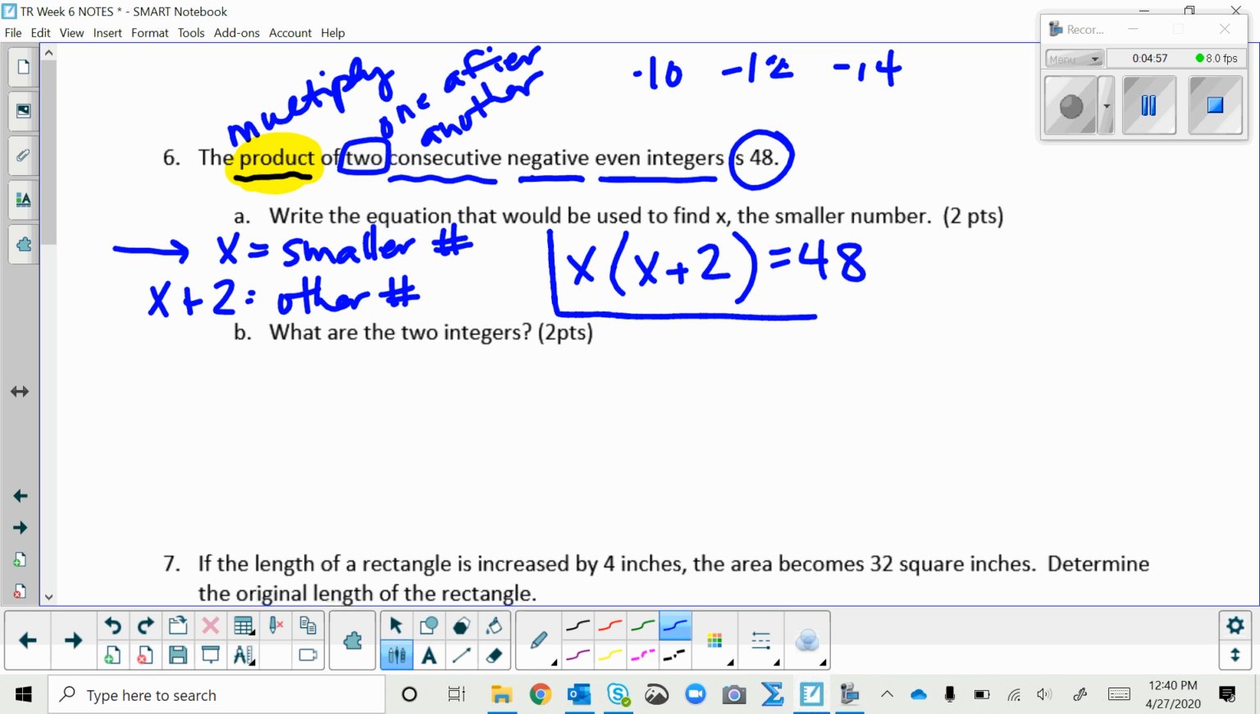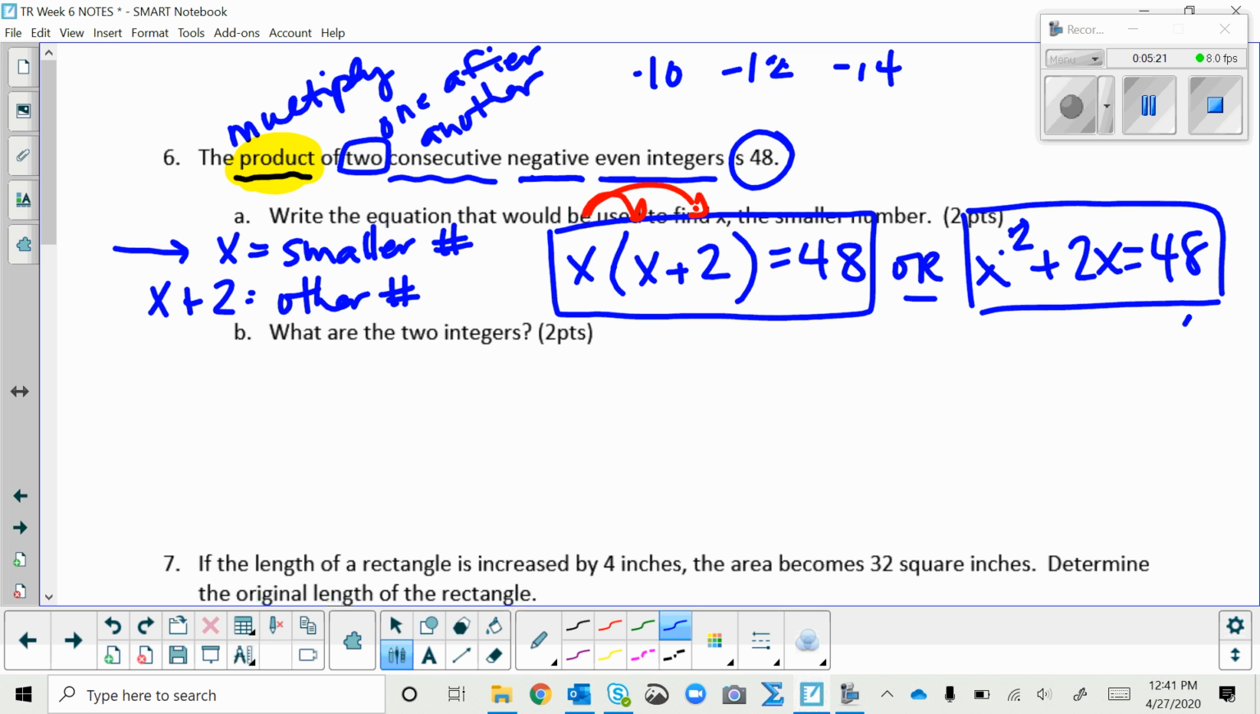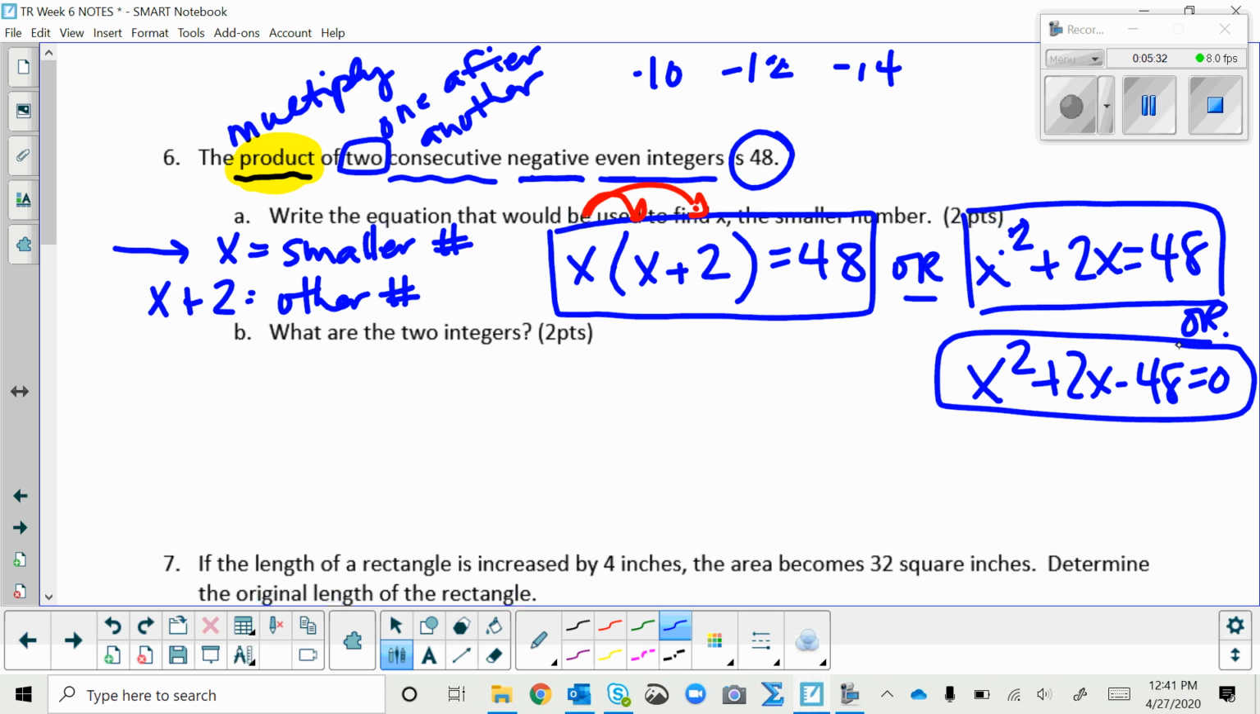You could stop here, or you could, for a second form of the answer, both of these would be correct. You could distribute that x through, and you could write x squared plus 2x equals 48. Right? Or for even one more correct answer, you could subtract 48 from both sides and have this. I would take all of those three answers right there. So that's the part A, setting up your equation.